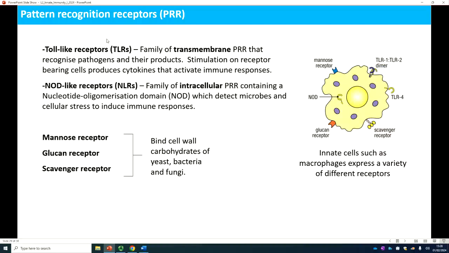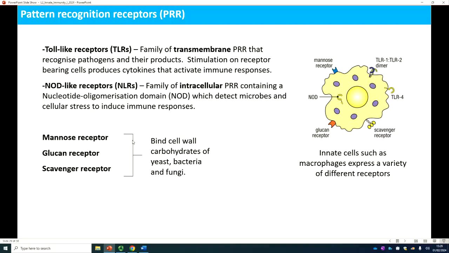If we focus now on the TLRs and the NLRs, the toll-like receptors are transmembrane pattern recognition receptors, so you can see them on the surface here. And then the NOD-like receptors are intracellular ones. We'll look at these in more detail in the coming slides. The NOD-like receptor is intracellular, and it will play a key role in detecting those DAMPs and PAMPs that are within the cell itself.